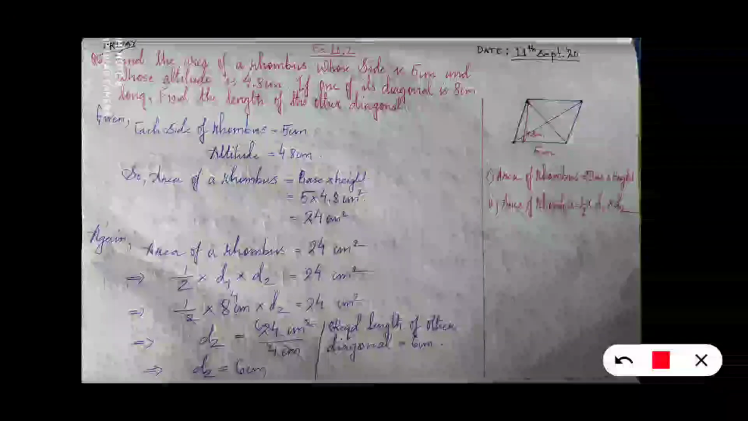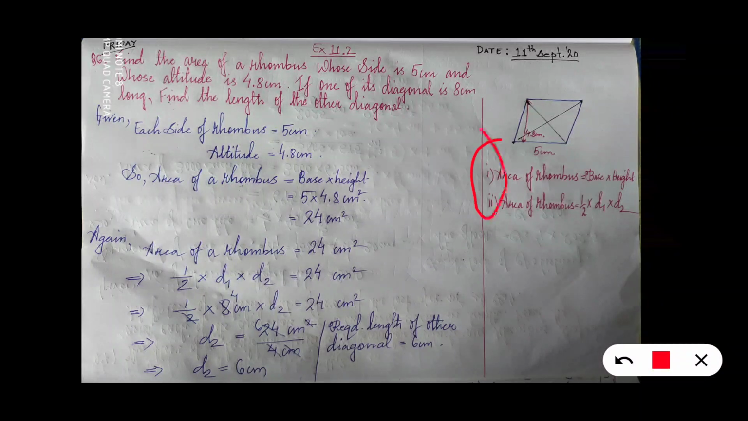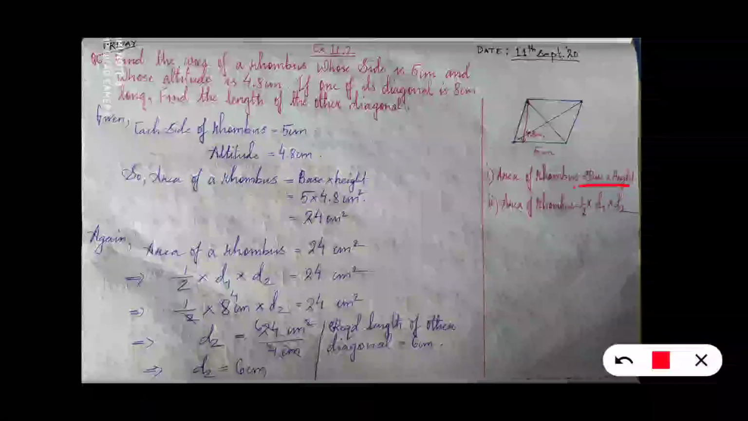One thing I need to tell you: we have already done one formula of a rhombus. Today I am going to teach you two formulas together. Both formulas are of area, and I'll tell you the difference. In number 1, I have written area of rhombus is base into height. Why base into height? Base into height is the area of a parallelogram. If you remember, the area of a parallelogram formula is base into height.